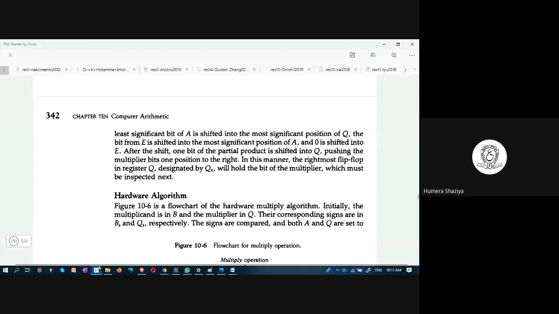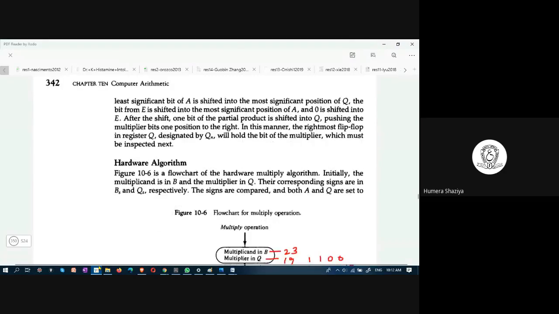Yes, very good. Next. Then we shift our multiplier and partial product to right side. Yes. What happens when we shift to right side?